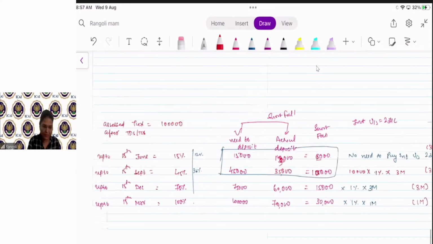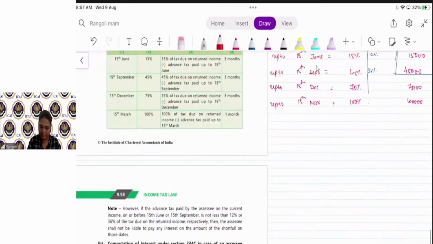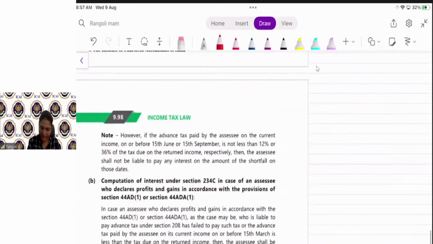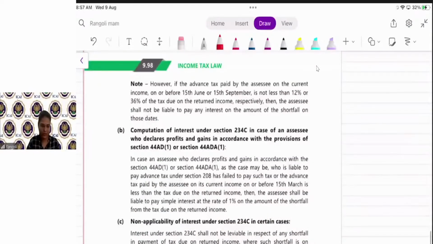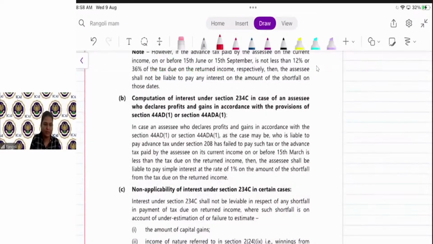Same is the case with the second quarter. Clear, Bhumika? Yes or no? Please reply fast.